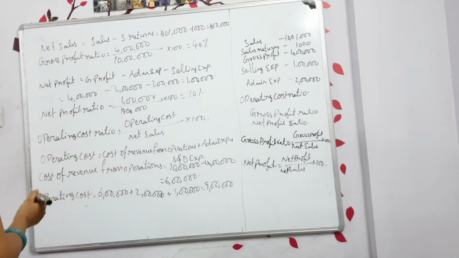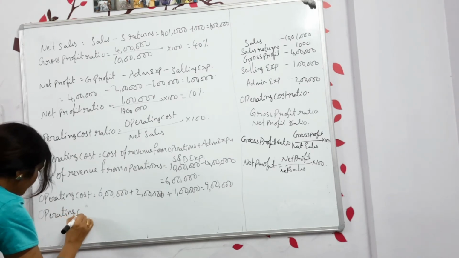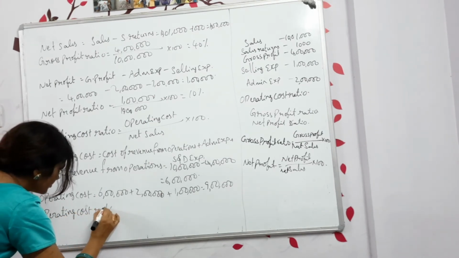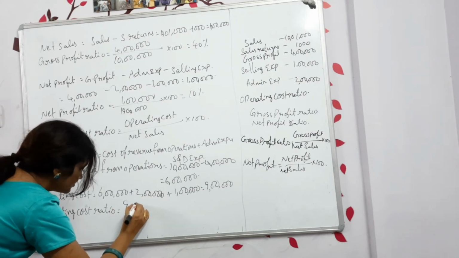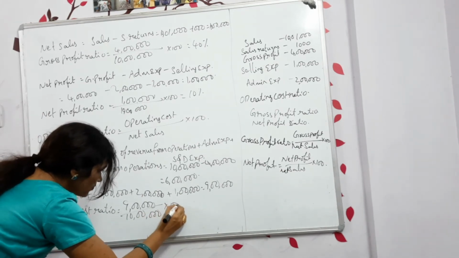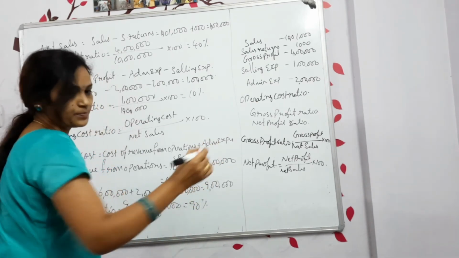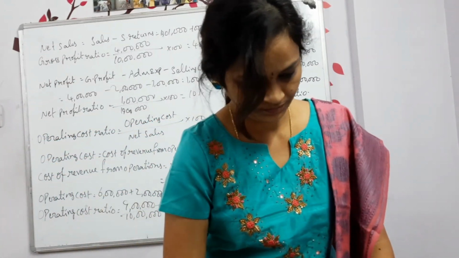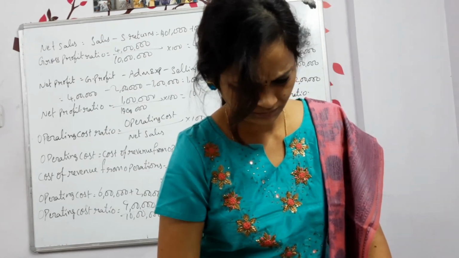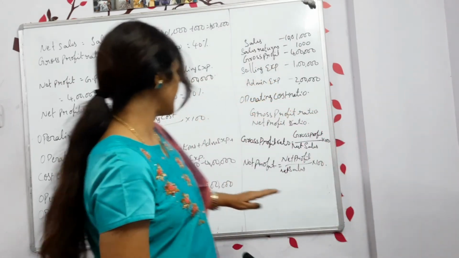Now let's find out what is operating cost ratio. Operating cost ratio is equal to operating cost 9 lakh divided by 10 lakhs into 100. How much you will get? I think it should be 90%. Let me check. Nine lakhs divided by 10 lakhs into 100. That is 90%. Correct. Okay.